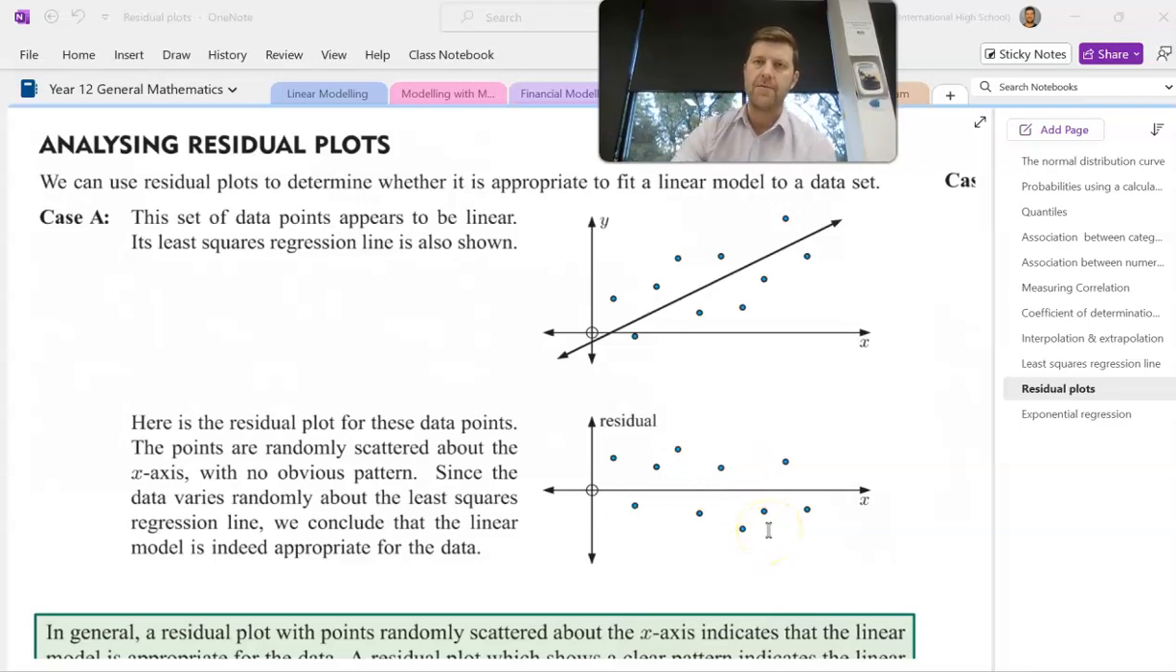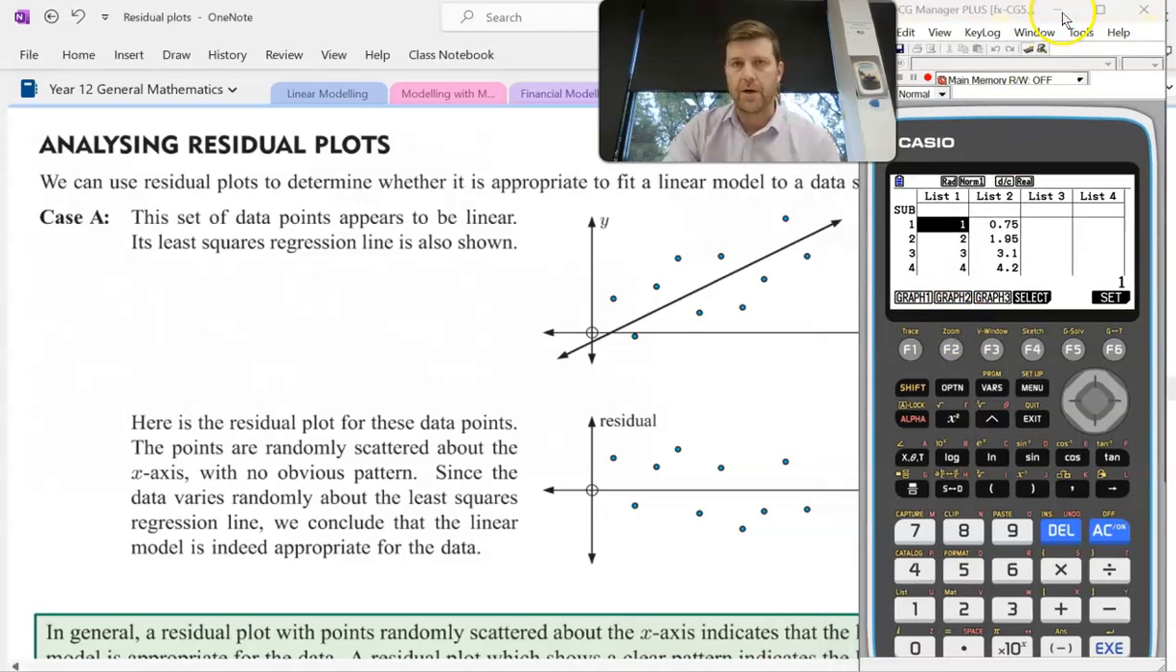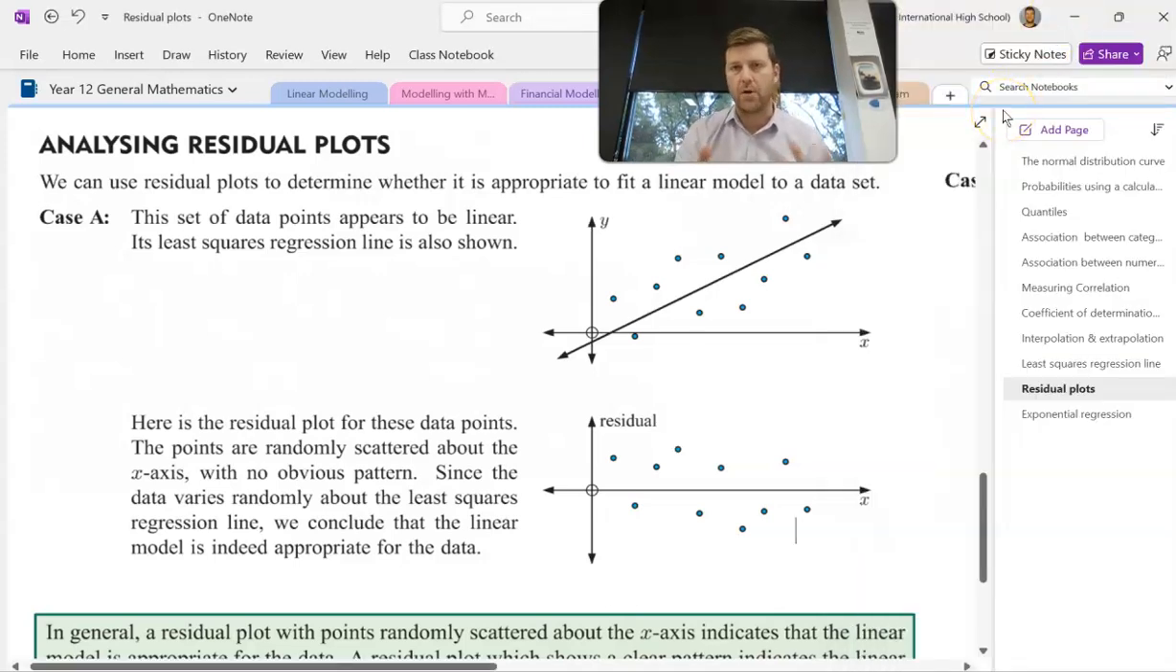So if you haven't already, go back and watch my previous video, Introduction to Residual Plots, where I show you how to set up your graphics calculator to calculate those residual values in list 3, and then draw those residual plots, and I set up mine in graph 2. I'll show you how that looks in this video, but I won't show you how to set that up. You'll need to go to my previous video.